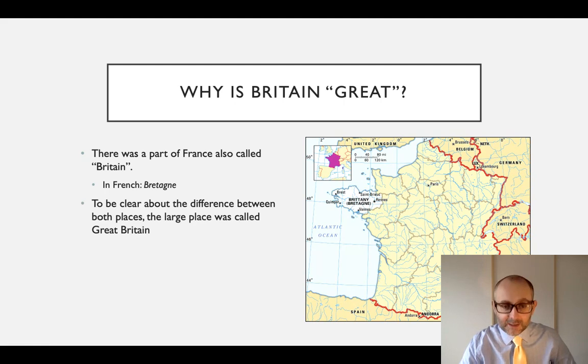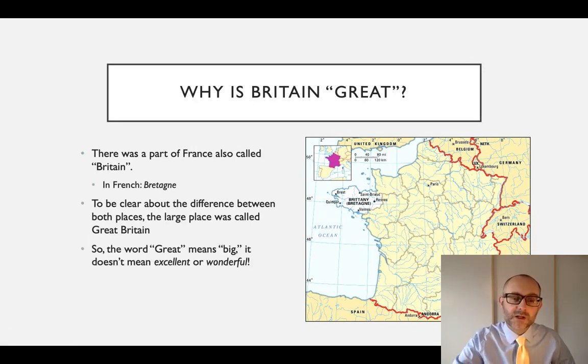So to be clear about the difference between the two places, one of them was called Great Britain, Grand Bretagne. So Great Britain is much bigger than this smaller Bretagne. So we have kind of big and small Britain. So we can see that the word great means big. It means big Britain. It doesn't mean excellent. It doesn't mean wonderful. It just means big. So that's why we say Great Britain.